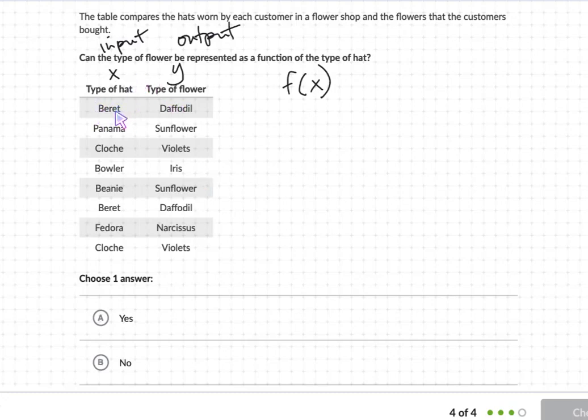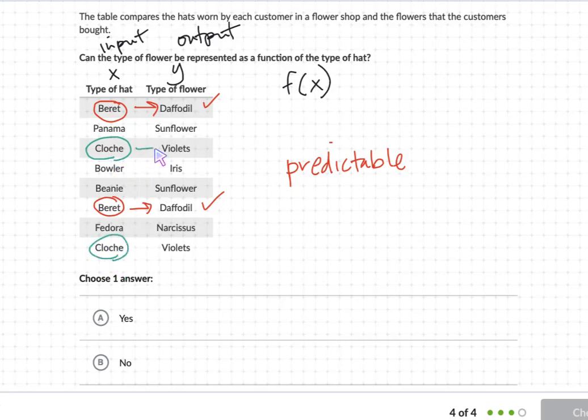Okay, let's see. I see a beret here and a beret here. It looks like if you come in with a beret, you're going to buy a daffodil. It's pretty predictable. Okay, that's predictable so far. What else? Let's see what else is, whatever this kind of hat is. Do they always buy violets? Oh, hey, they do. I don't even know what that is. And then that looks like that's it. So in this store, it's predictable. The type of hat that you're wearing is going to predict the type of flower that they're going to buy. So that's a yes as well.